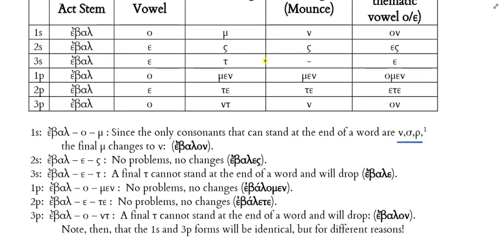When the tau is at the end of the word, it cannot stay. Greek throws in the tau. So when the tau drops off, the epsilon is left, and it just stays like that. So we're left with ebale, ebale. And of course, I could have a movable nu at the end of that. So we'll see that shortly.